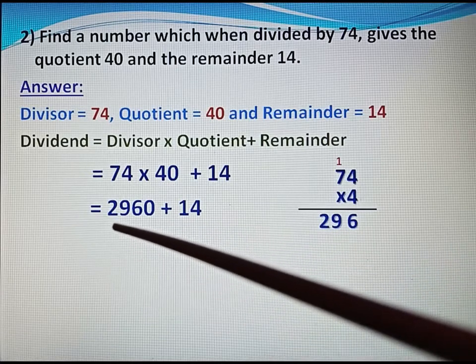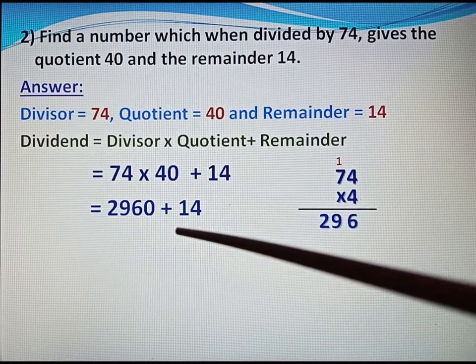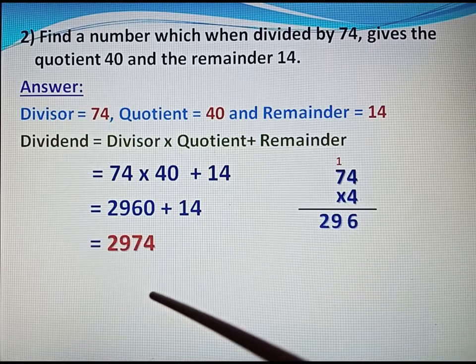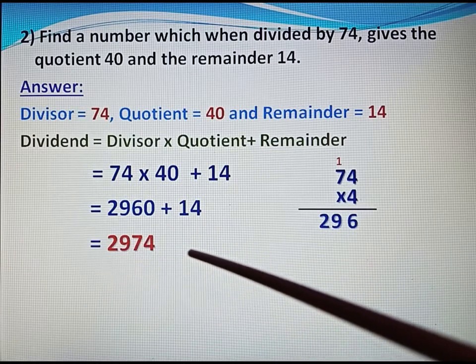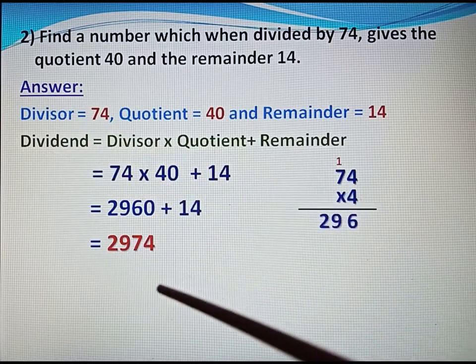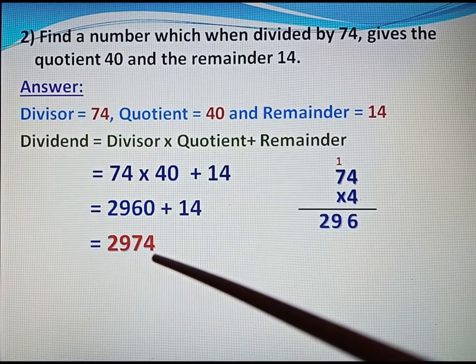After addition, 2960 plus 14 equals 2974. So dividend equals 2974.